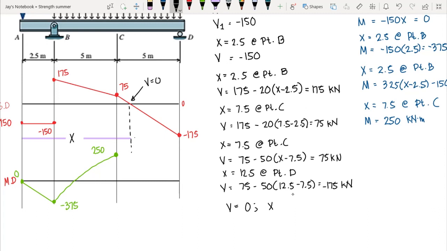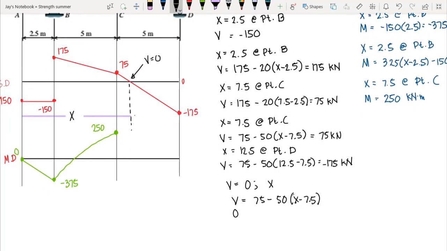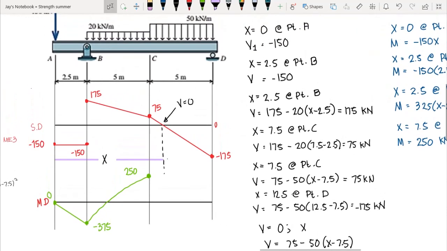So we have the equation 75 minus 50 times x minus 7.5, and then our shear is equal to 0. Okay, so we need to compute for our x here, and our x is equal to 9 meters. So therefore, the location of our shear equals to 0 is 9 meters from A. So we have here 9 meters.